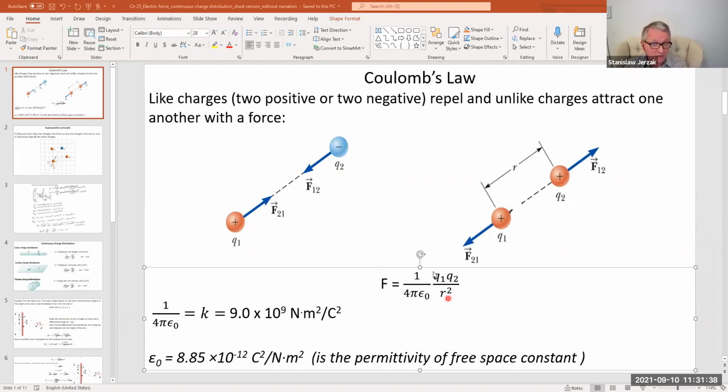But Coulomb's law is also valid for spherical charges. So if the charge is located in the volume of the sphere, or uniformly distributed in the sphere, or on the surface of the sphere, then we can still use Coulomb's law, but then the distance r is from the center of the sphere to the center of the sphere.